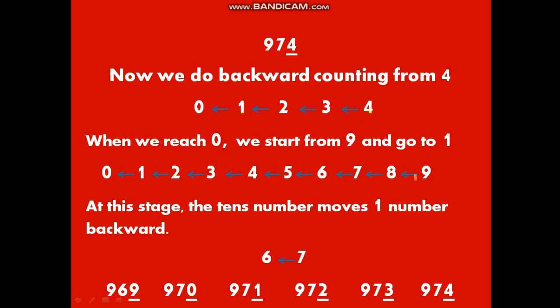So this will be 9, 8, 7, 6, 5, 4, 3, 2, 1 and 0. Now at this point, the digit at the tens place will move one number backward. How? This digit will move one number backward.